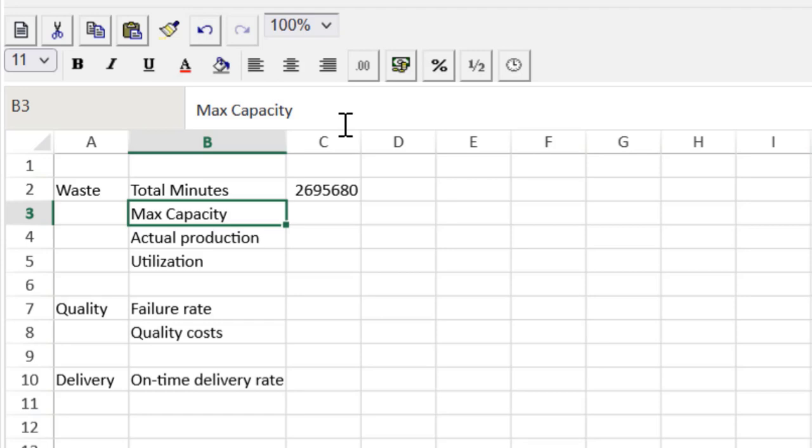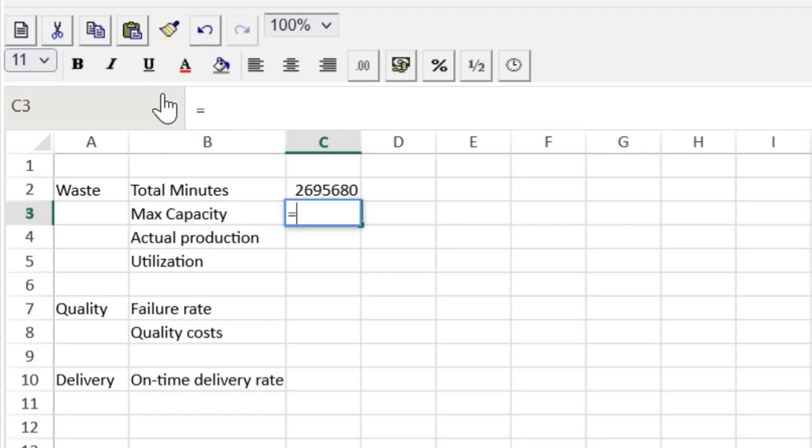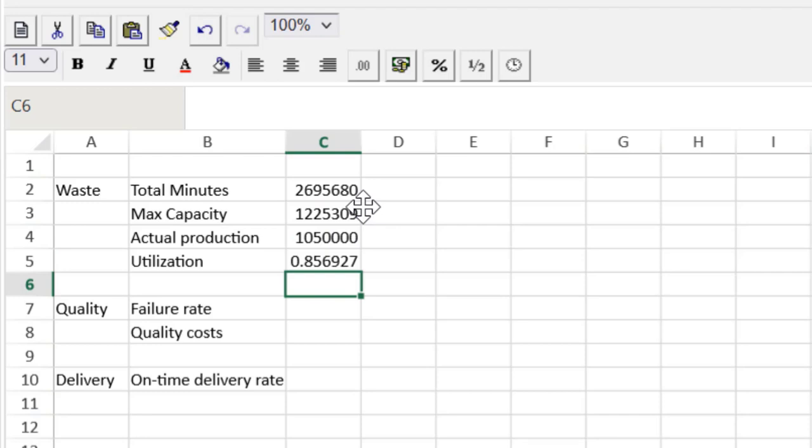Now, the maximum capacity would be equal to that total factory minutes divided by 2.2 minutes per unit. And my actual production is 1,050,000 keyboards. So we didn't reach maximum capacity. We can put one over the other and get the utilization of the factory hours, or the factory minutes in this case.